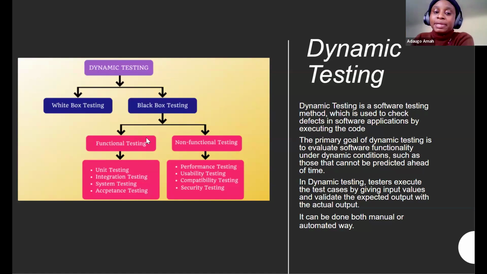So that is dynamic. That's why I said it's the umbrella over white box testing, black box testing, and all the testing we've been looking at. That's why it can be seen here that it can be done manually or in an automated way. So this is the umbrella behind white box, black box, functional, non-functional, and all the types of testing we've looked at since we started.